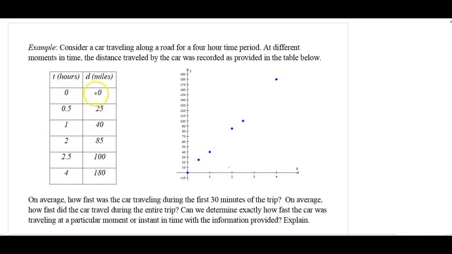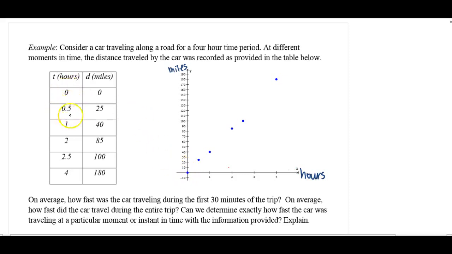So at time 0, I've traveled 0 miles. If I think about that on a graph, translating to coordinate points, along my vertical axis I'm going to have miles as my units, and along my horizontal axis I'm going to have hours as my units. So at time 0, I've traveled 0 miles, so I'm right here at the origin.